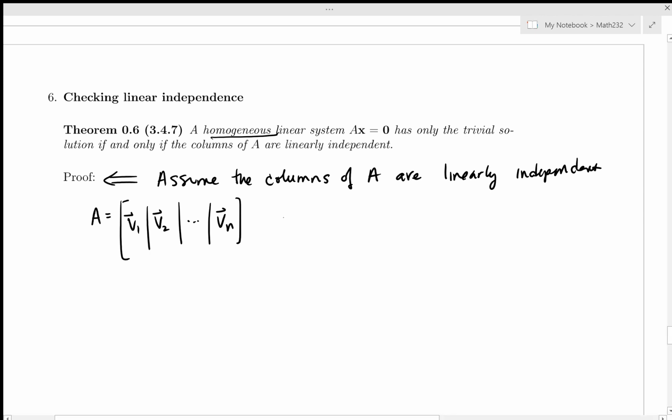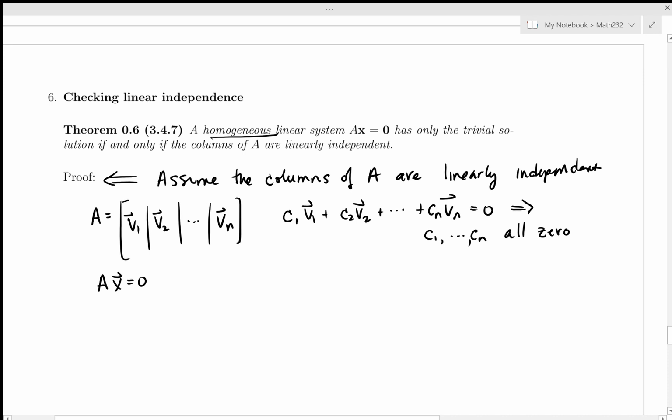So we would have that c1 times v1 plus c2 times v2 plus dot dot dot plus cn times vn equals 0. If we had that, that would imply that c1 to cn are all 0, because that's what it means to be linearly independent. Now we consider the homogeneous linear system Ax equals 0, and what we want to show is that the only solution to this is x equals 0.